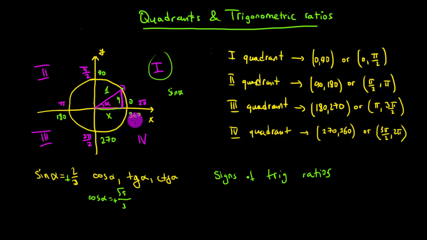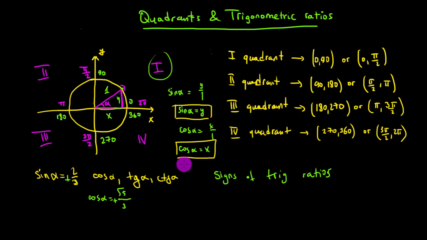So what is sine alpha here? Sine alpha is opposite over hypotenuse. It is y over 1, so sine alpha is y. And cosine alpha is adjacent over hypotenuse, x over 1, so cosine alpha is just x. This is very important: you take sine as y and cosine as x.